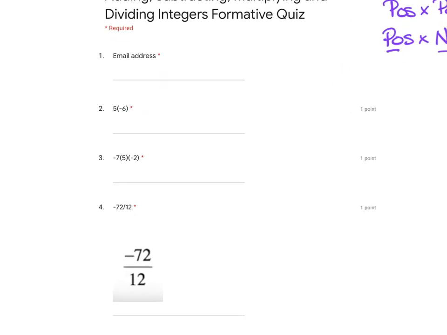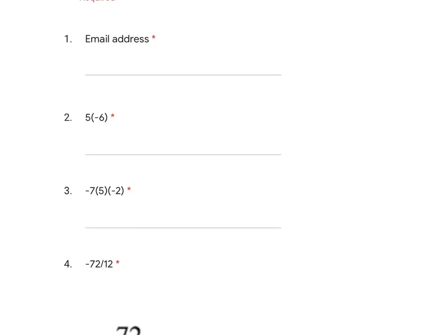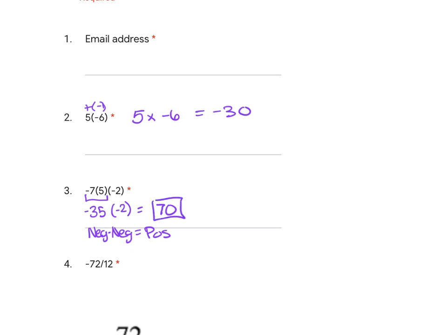So in this case, I have 5 times a negative 6. Well, 5 times a negative 6 is just a negative 30. So this is a positive times a negative, which will give you a negative answer. All right, so negative 5 times 5 is negative 35. Negative 35 times 2 is 70. So a negative times a negative is a positive. So your answer would be 70.